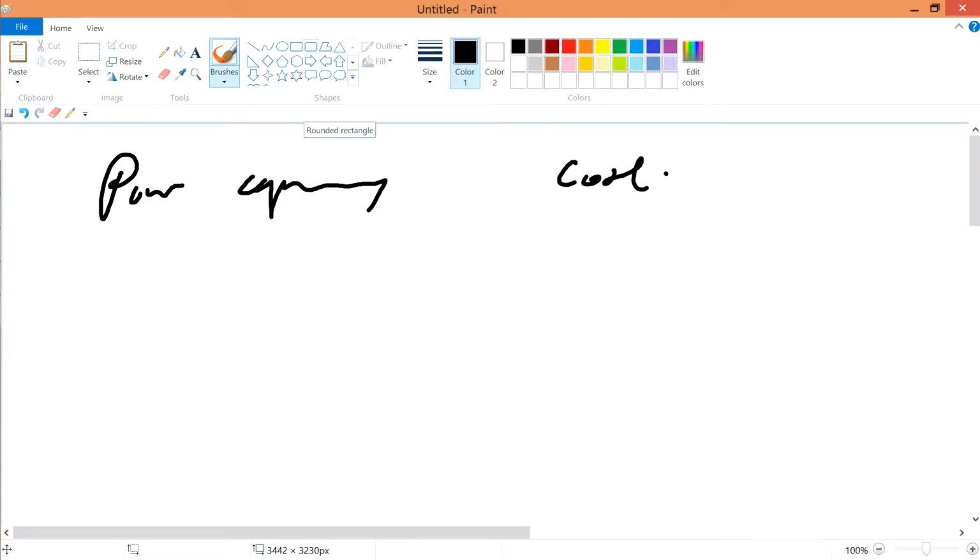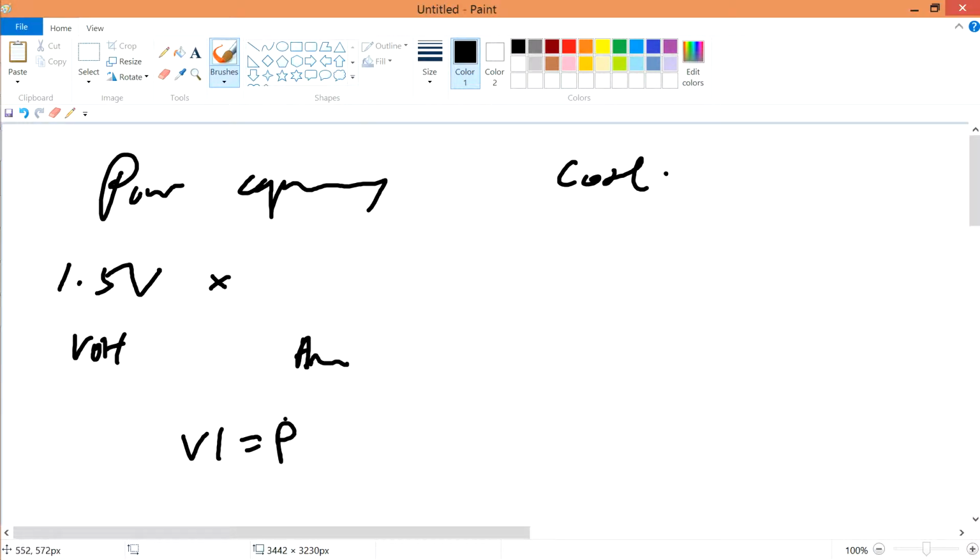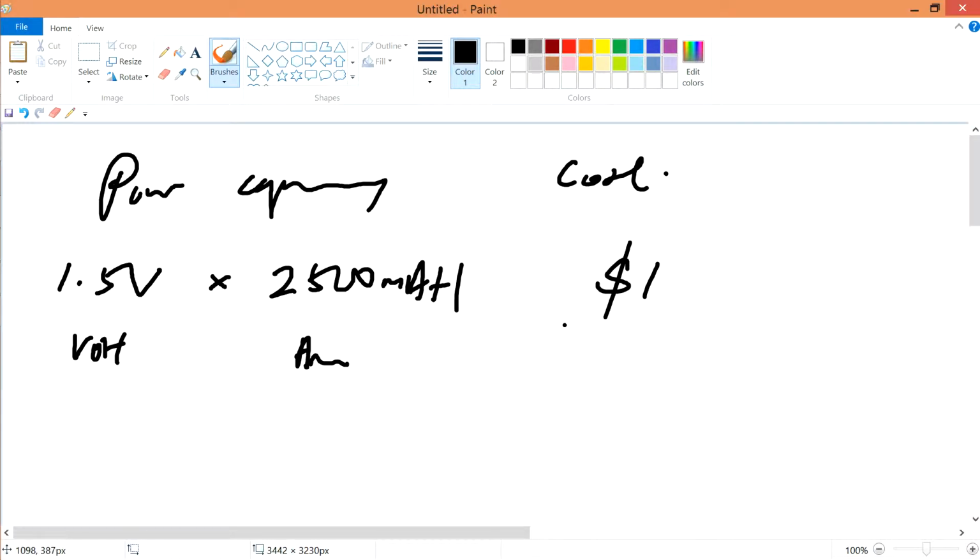So for example, what is power capacity? Take a 1.5 volt battery, a double A battery. The power capacity is the volt multiplied by the ampere. If you still remember, VI equals power, just the law. So I'm going to take the ampere. What is my ampere? My ampere for the normal 1.5 volt is approximately 2500 milliampere hour. The cost of this particular battery is about $1.